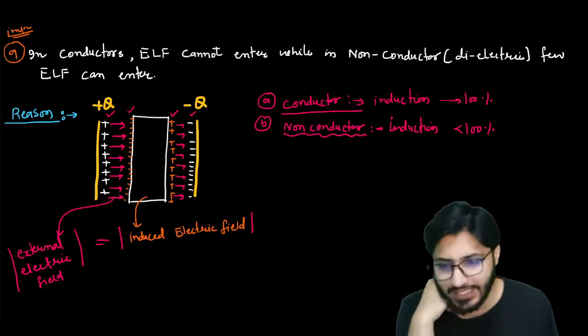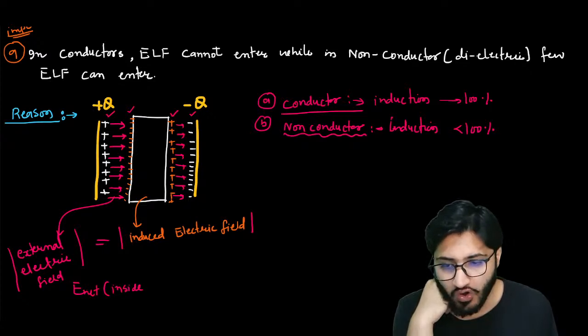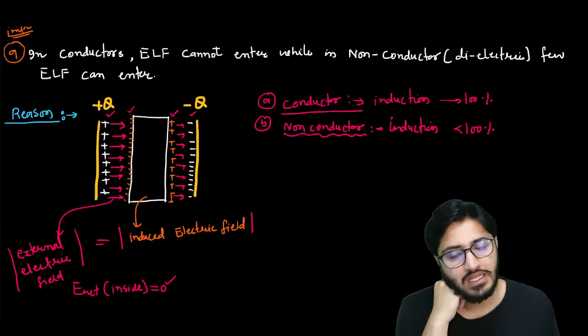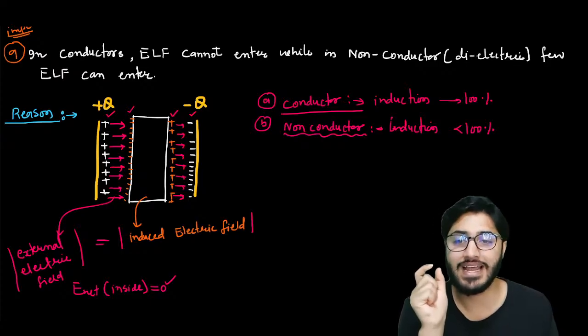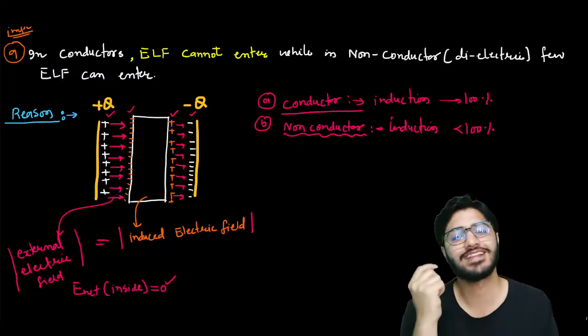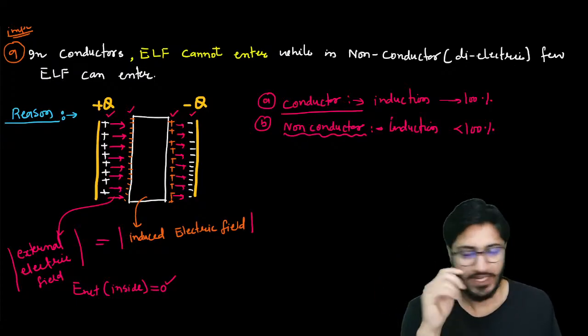Okay. So you can write, the net electric field inside the conductor is zero. That's why, look, you can read this paragraph: in a conductor, electric field lines cannot enter. Why? Because it is zero at the end. Now let's take the second example.